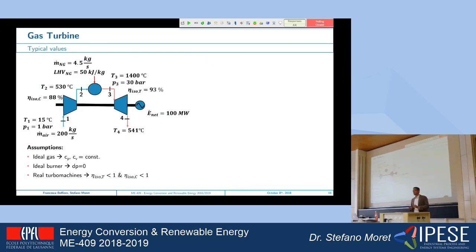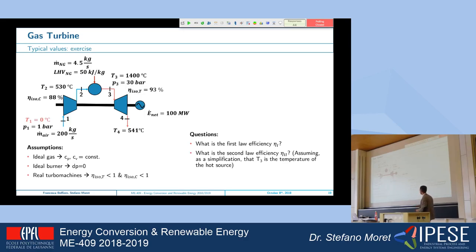Let's look at some real values for the cycle. So here I just put some real values. And actually, what I would like you to do here is to take 2-3 minutes and do one calculation. I put a little exercise asking you, given this input data that you have here, what is the first law efficiency of this cycle? And then what is the second law efficiency of this cycle?